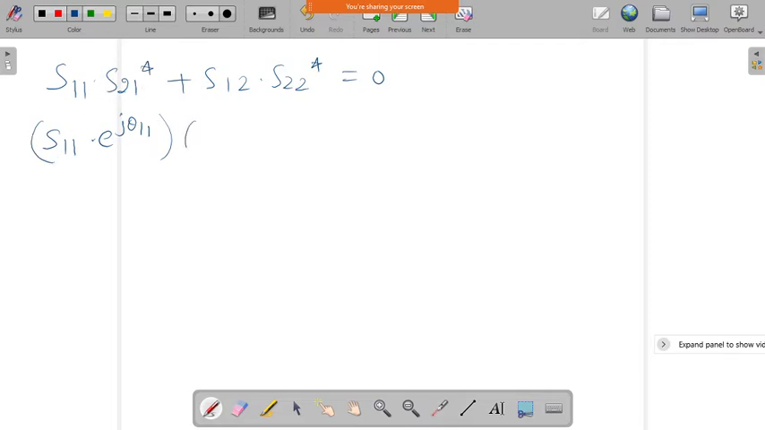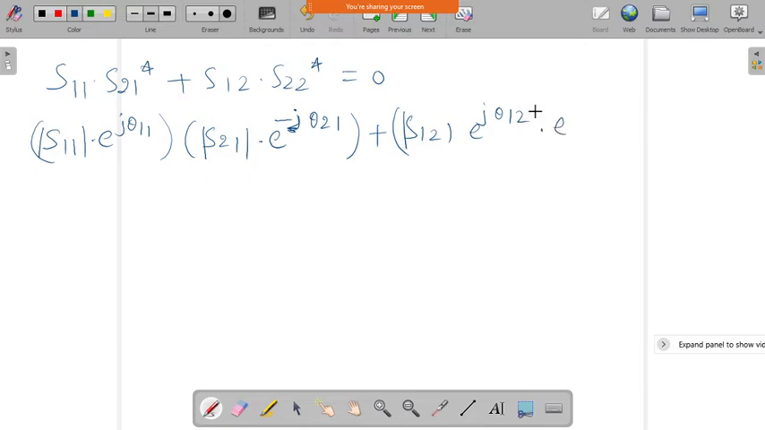Now S21 complex conjugate: we can take the magnitude S21, and since it is a complex conjugate, it will give e power minus j theta 21. Similarly, plus S12 magnitude into e power j theta 12, into S22 magnitude into e power minus j theta 22, which is equal to 0. Since we have a complex conjugate of S22, we are getting e power minus j theta 22.